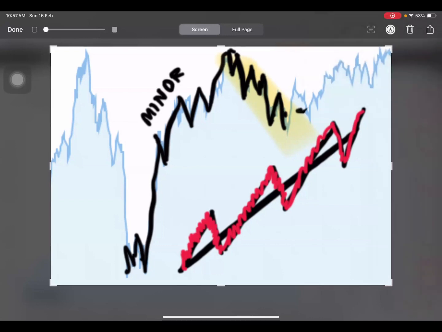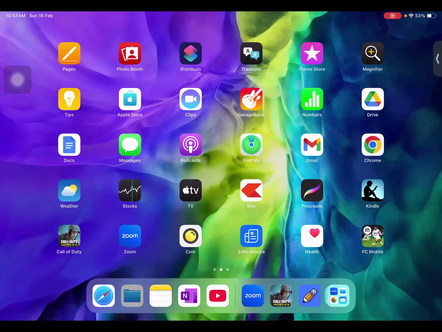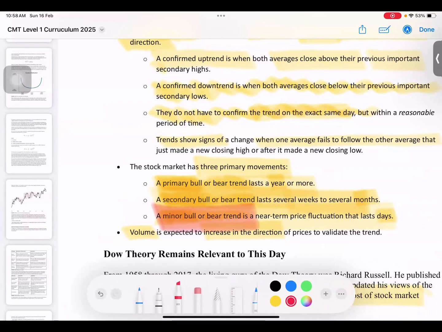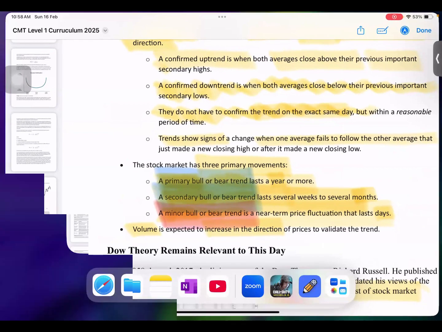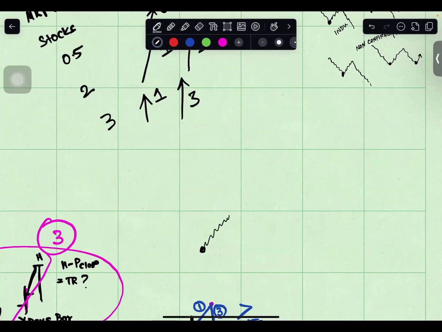Now, Dow is only concerned or primarily concerned with two movements. Okay, he does not pay a lot of attention to the minor bull or bear market. The Dow theory was never made to trade the minor bull or bear, though you can trade. Nobody is stopping you from doing that. But the major concern or the major thing that Dow was behind was the primary bull market and secondary bull market. Okay. The idea was that if you can find a primary bull market, let's say a primary bull market began here and it is going on. Remember, the primary bull market is going to go a long way.